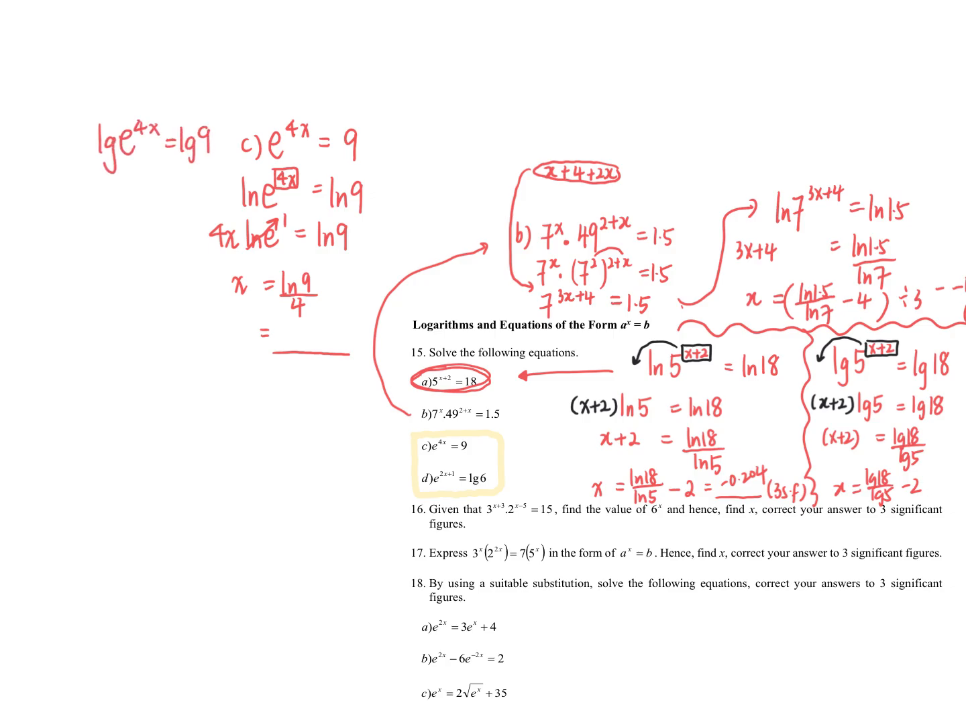Just that your log 9, you must divide by log e, and then the whole thing divided by 4. So you can still do that. It's still feasible. Just that working-wise it is neater when you use ln because the ln e sort of cancels out. So either case will work. You just have to see which one you like.